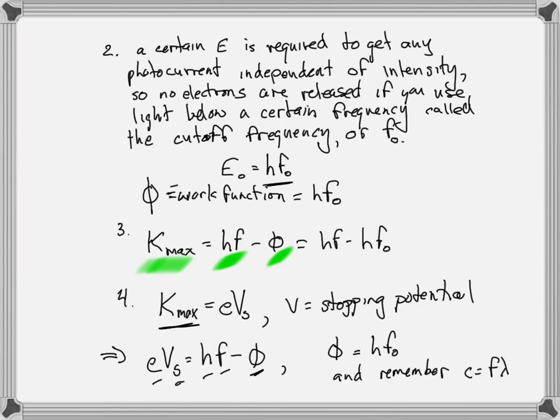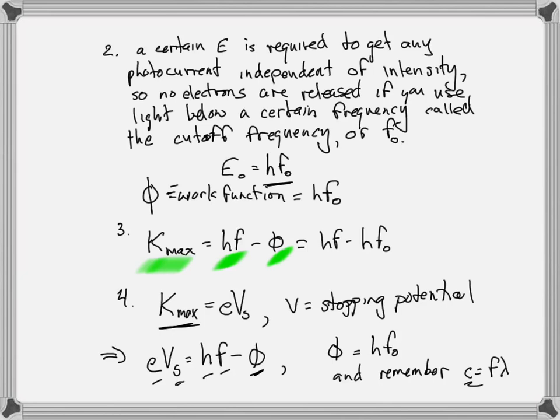Again, the work function of the metal is hf0, where f0 is that threshold or cutoff frequency. And also, we might talk about cutoff wavelength or wavelength, and remember that wavelength and frequency are inversely proportional by the speed of light. c equals f lambda. This is the result. But remember the key here, like this is our result, and you might say, so what? It's actually a pretty easy result once you really think about it.